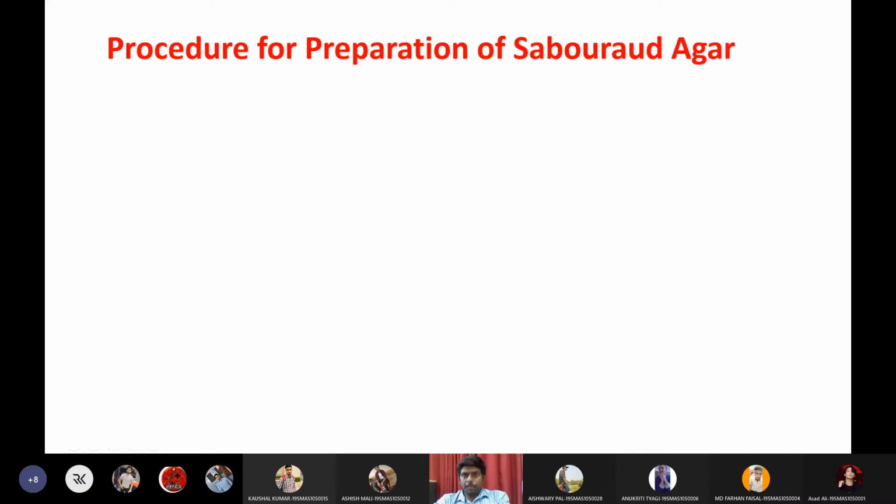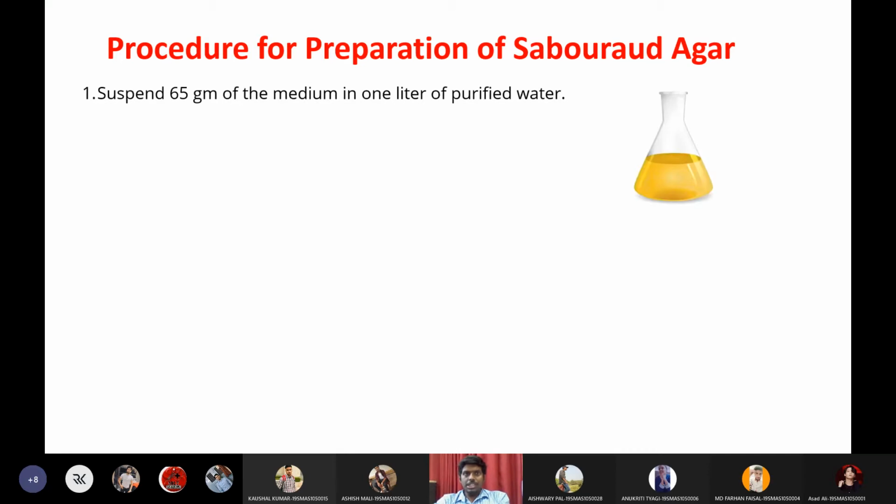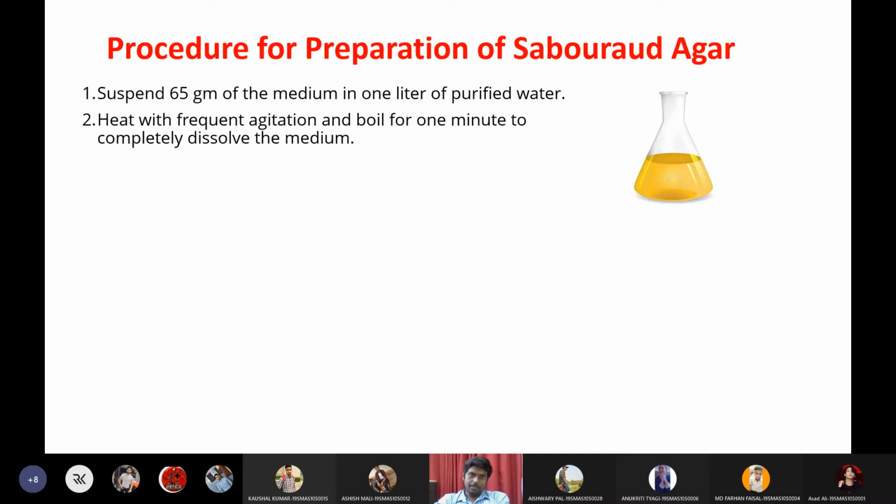Then, what is the preparation of Sabouraud's agar? The preparation is very simple. First, you will take 65 grams of medium in 1 liter of purified water. So you will take a flask, then you will pour 1 liter of distilled water. In this 1 liter of distilled water, you will suspend 65 grams of SDA agar. Then you need to heat this flask for 1 minute with frequent agitation.